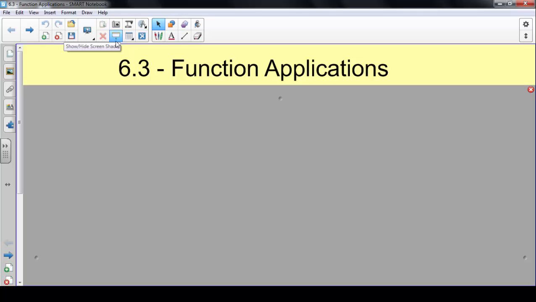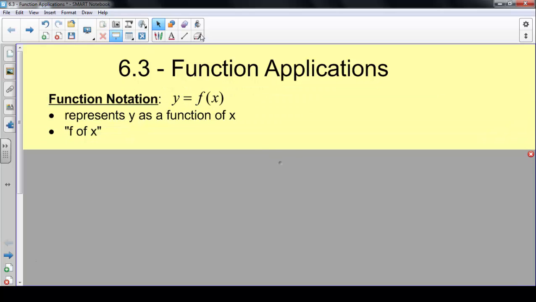Section 6.3, function applications. So the first thing we're going to talk about is function notation. We write it like this right here, and we say it y equals f of x. I know typically parentheses have meant multiplication, but this is just a way of writing functions. And it's saying that this y depends on the value of x.